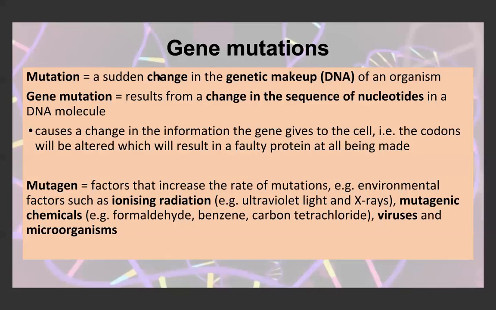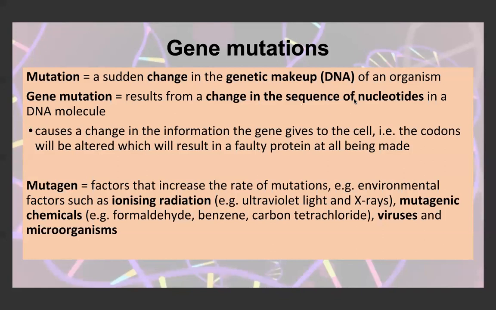This video is a continuation of the previous video on genetics. We're going to start by looking at gene mutations. A mutation is a sudden change in the genetic makeup of an organism, so in the DNA of an organism. A gene mutation results from a change in the sequence of nucleotides in a DNA molecule.